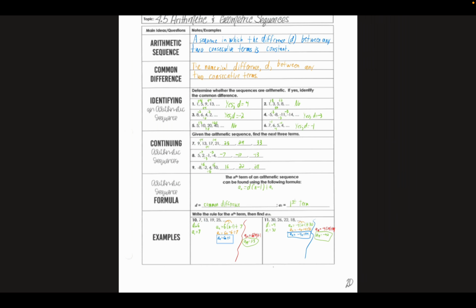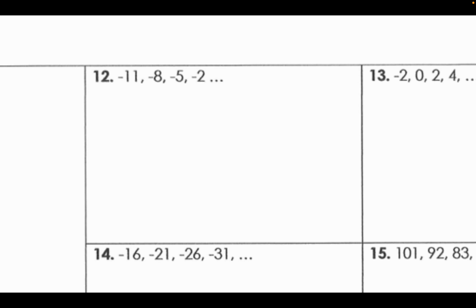Moving on here, some more examples. 12, the common difference here is 3, whereas the a sub 1 is negative 11. So plugging these into the formula, a sub n equals d times the quantity of n minus 1 plus a sub 1. We then distribute the 3, 3n minus 3 plus negative 11.